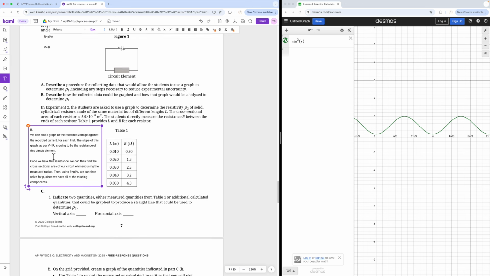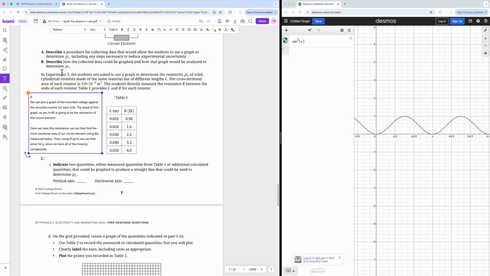Let's do part C, I believe. Yes. In experiment 2, students are asked to use a graph to determine the resistivity of another cell. So this is resistivity 2. Solid cylindrical resistors may have the same material but different lengths. The cross-section is fixed, and the students measure the resistance between each end, and table 1 provides L and R for each resistor. Now we have to indicate two quantities, either measured or additionally calculated, that could be graphed to produce a straight line to find rho 2.